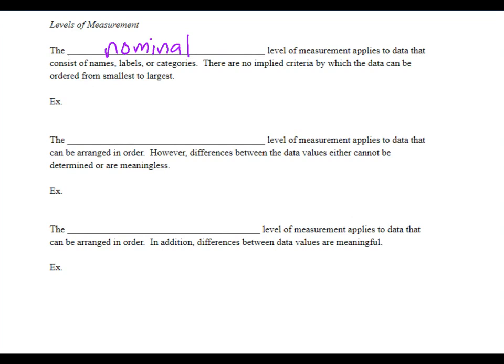So, for example, these would be like fair, neutral, poor. If you've ever taken a survey where those are the choices, that's a nominal level of measurement because it either fits into one of those 3 categories. The next one is ordinal. Ordinal level of measurement applies to data that can be arranged in order. However, differences between the data values either cannot be determined or are meaningless.